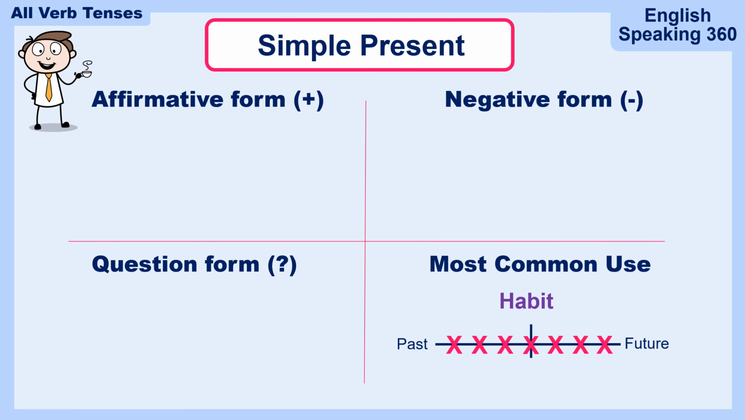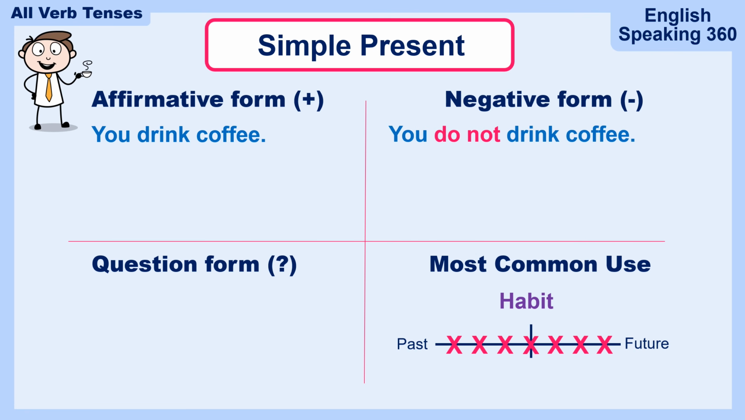Now let's take a look at the affirmative form. You drink coffee. You drink coffee every day. It's a habit. What is the negative form? You do not drink coffee. But you can also use a contraction. You can say, you don't drink coffee. What is the question form?